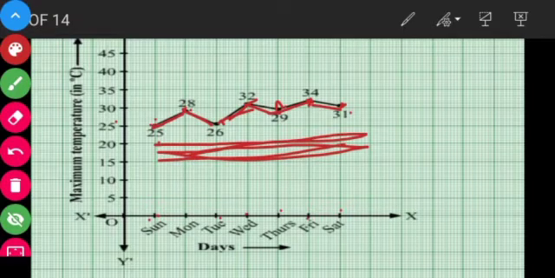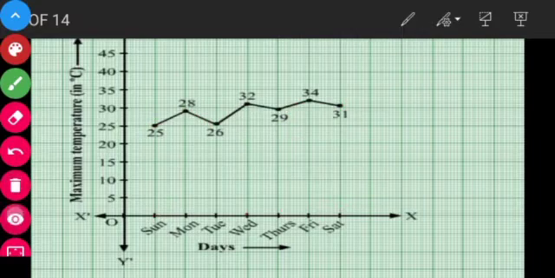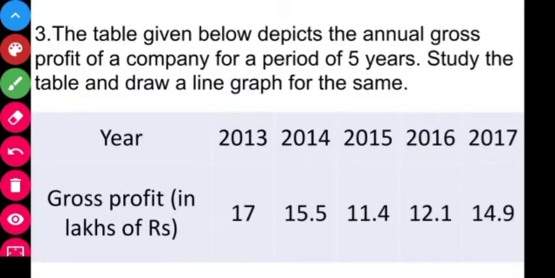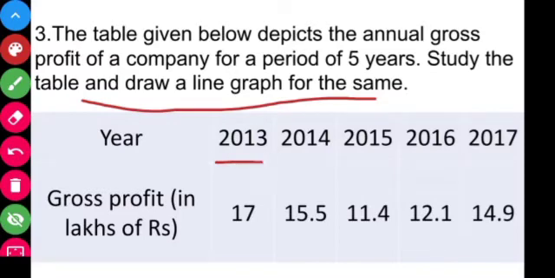Okay, now come to the next question. Now question number 3. The table given below shows the annual gross profit of a company for a period of 5 years. Study the table and draw a line graph for the same. So again it is given to draw a line graph. Here the year is given, so you will take year on the x-axis and gross profit on the y-axis.